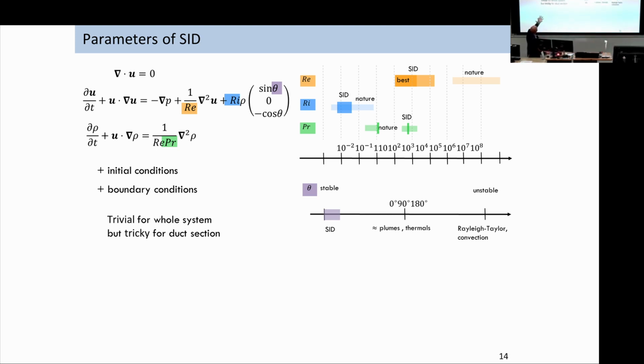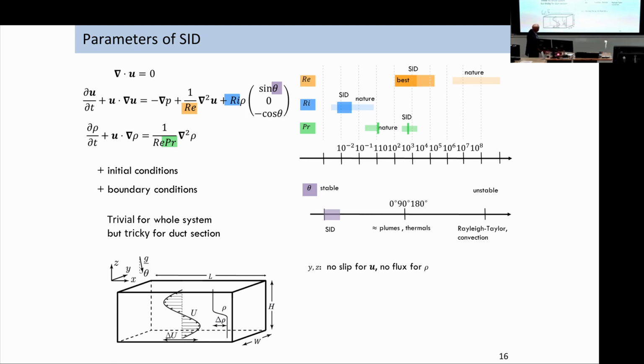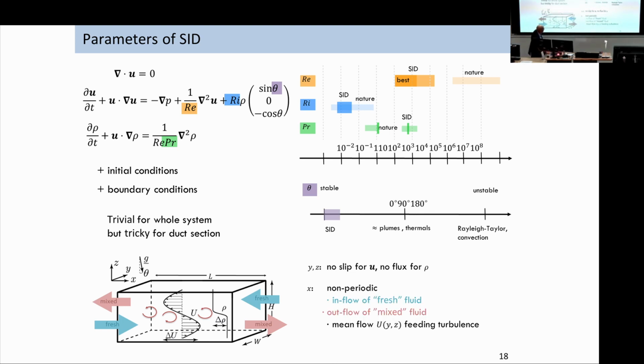In a way, it's a trivial system overall. So I showed you the whole dynamics, but actually for the duct, it's quite complicated. It's complicated because we have these boundary conditions on the duct walls, on the side walls and top and bottom: no slip, no flux of density. And in particular, we have inflow-outflow conditions. So we bring in fresh fluid at one end, it mixes, it comes out mixed, and the same in the other direction. So this makes modelling it quite complicated, and you'll see how that works later. So we have non-periodic conditions in x, and a mean flow, which is a function of the span-wise and the vertical coordinates.